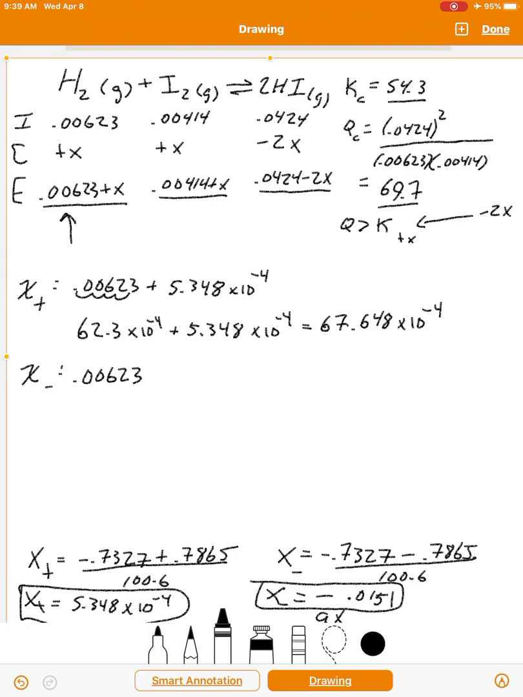0.00623 plus a negative 0.0151. And again, let's put them into scientific notation. For this one, I'll go to the negative third. So I'll move it 3 spaces for each of them. So 1, 2, 3. So this would be 6.23 times 10 to the minus 3 minus, let's do this 3, 15.1 times 10 to the minus 3.